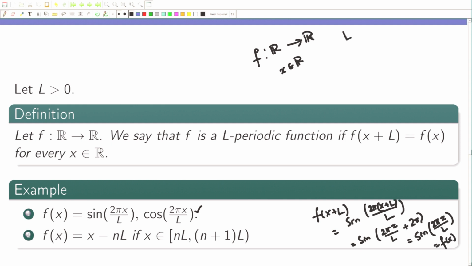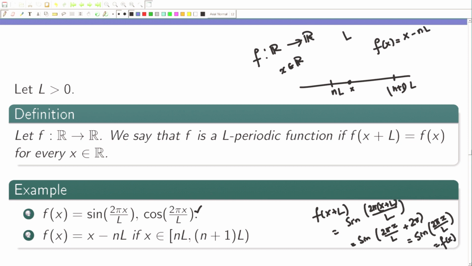Now, our L is fixed. Now, we can find an n such that x is going to be in this interval n to n plus 1. So, there will be some n in which it is going to lie. So, I define f of x is equal to x minus n L.